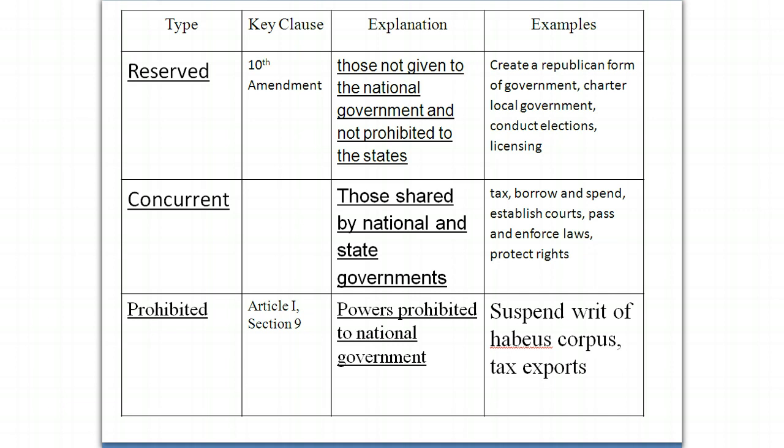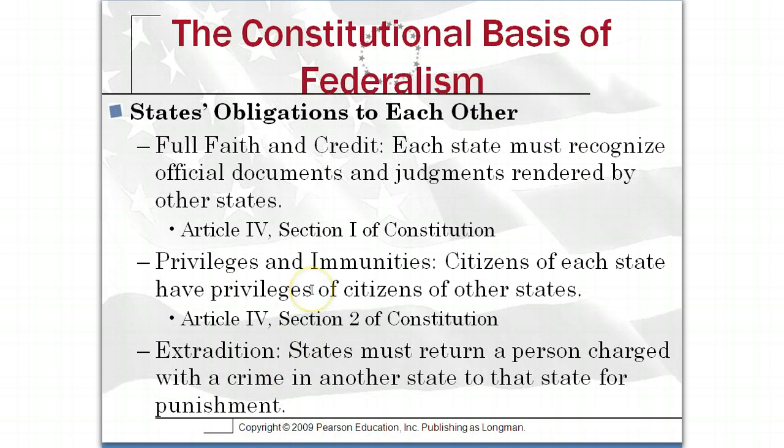And last but not least is prohibited. These are powers that the national government cannot do according to Article 1, Section 9. Powers prohibited to the national government. They cannot suspend the writ of habeas corpus, which we're talking about this week, and they can also not tax exports. So those are some explanations of powers in the national government. And here are some more things in the Constitution that remind us of our national government's powers.